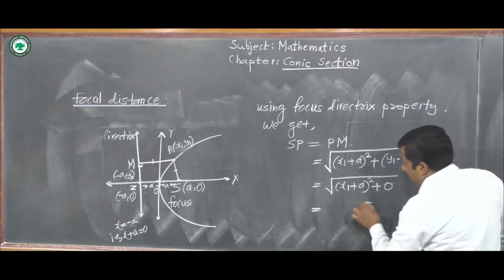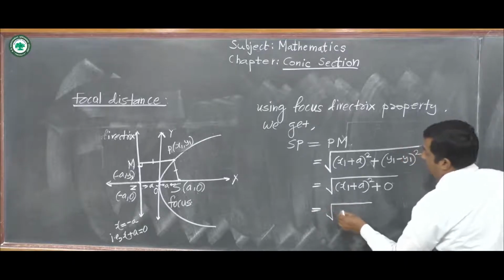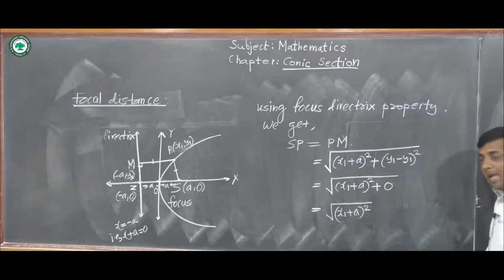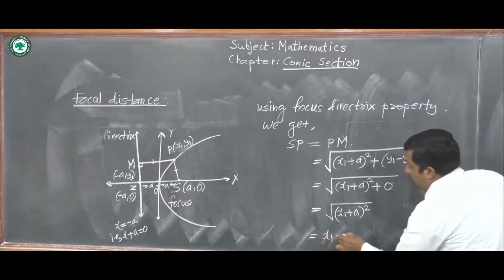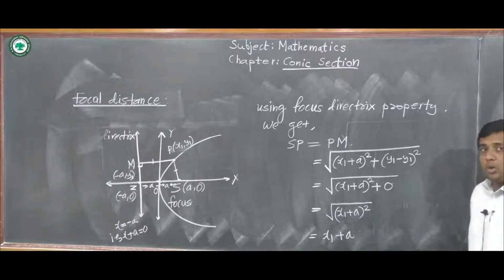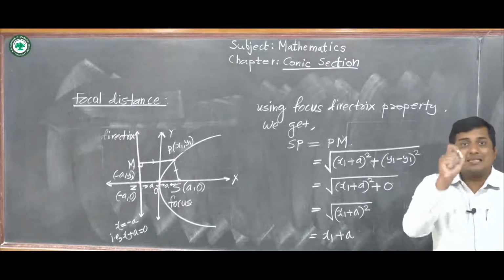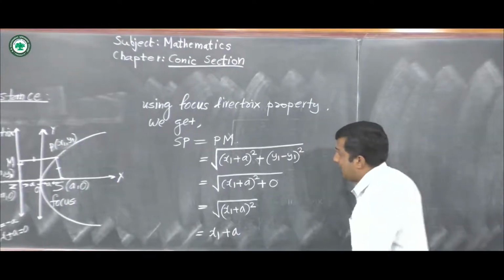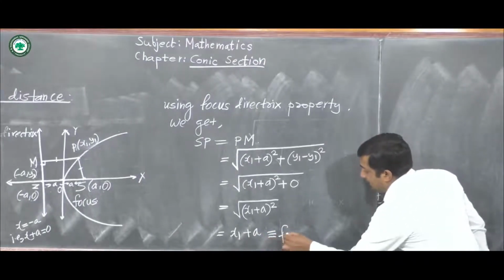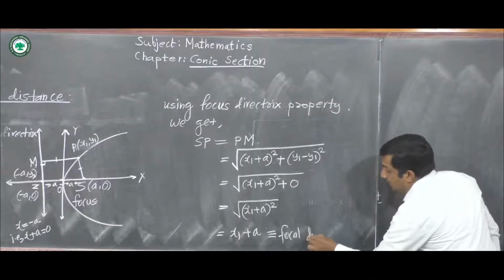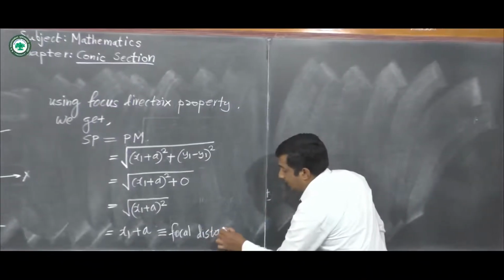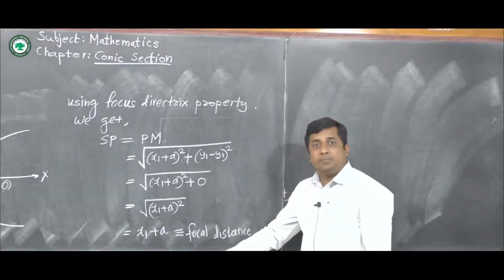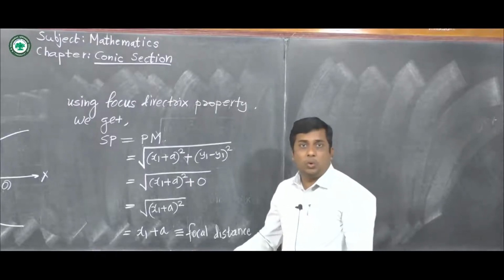Then inside here we get the square root of (x1 + a) squared, and lastly we get x1 + a. So here the focal distance is x1 + a. Here I write, this is the focal distance. Remember this equation, this focal distance also.